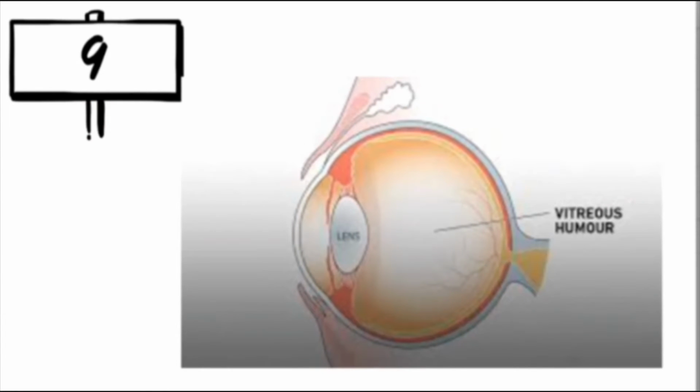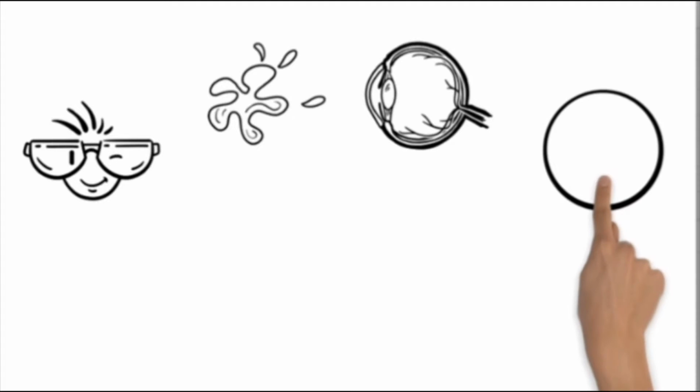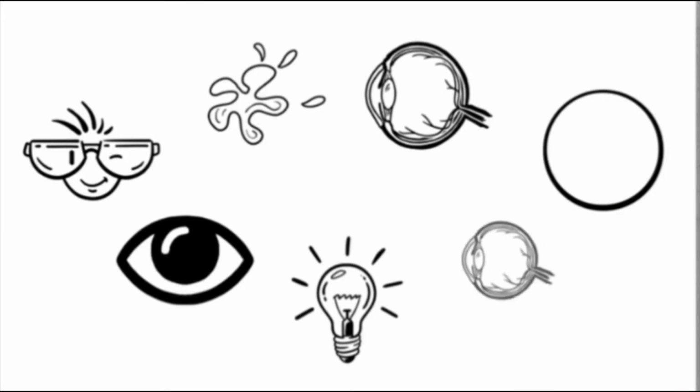Number 9, vitreous humor. Vitreous or vitreous humor, the clear jelly that fills the eyeball behind the lens. It helps support the shape of the eye and transmits light to the retina.